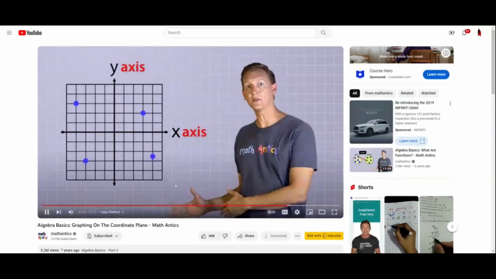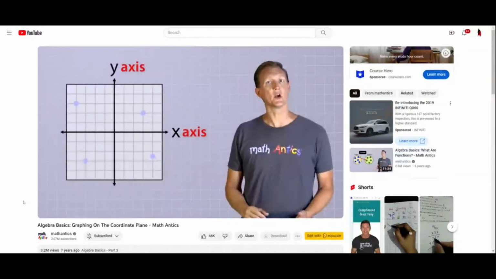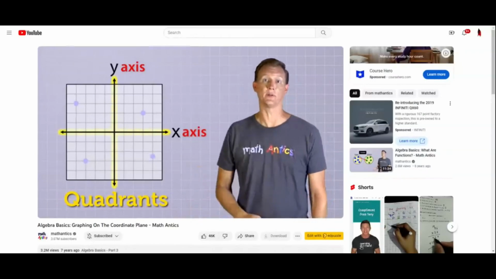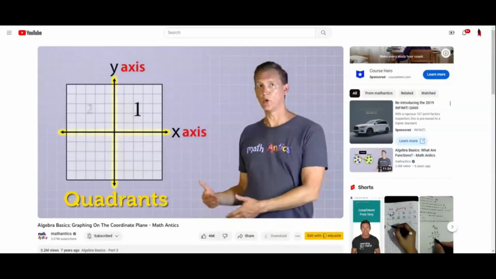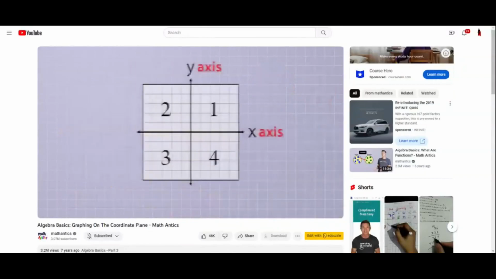Okay, so we've plotted 4 ordered pairs the easy way. And did you notice that each of these points is located in a different region of the coordinate plane? These 4 regions are called quadrants, and their boundaries are defined by the 2 axes of the coordinate plane. The quadrants are named 1 through 4, so we can easily refer to them in conversations if we need to.